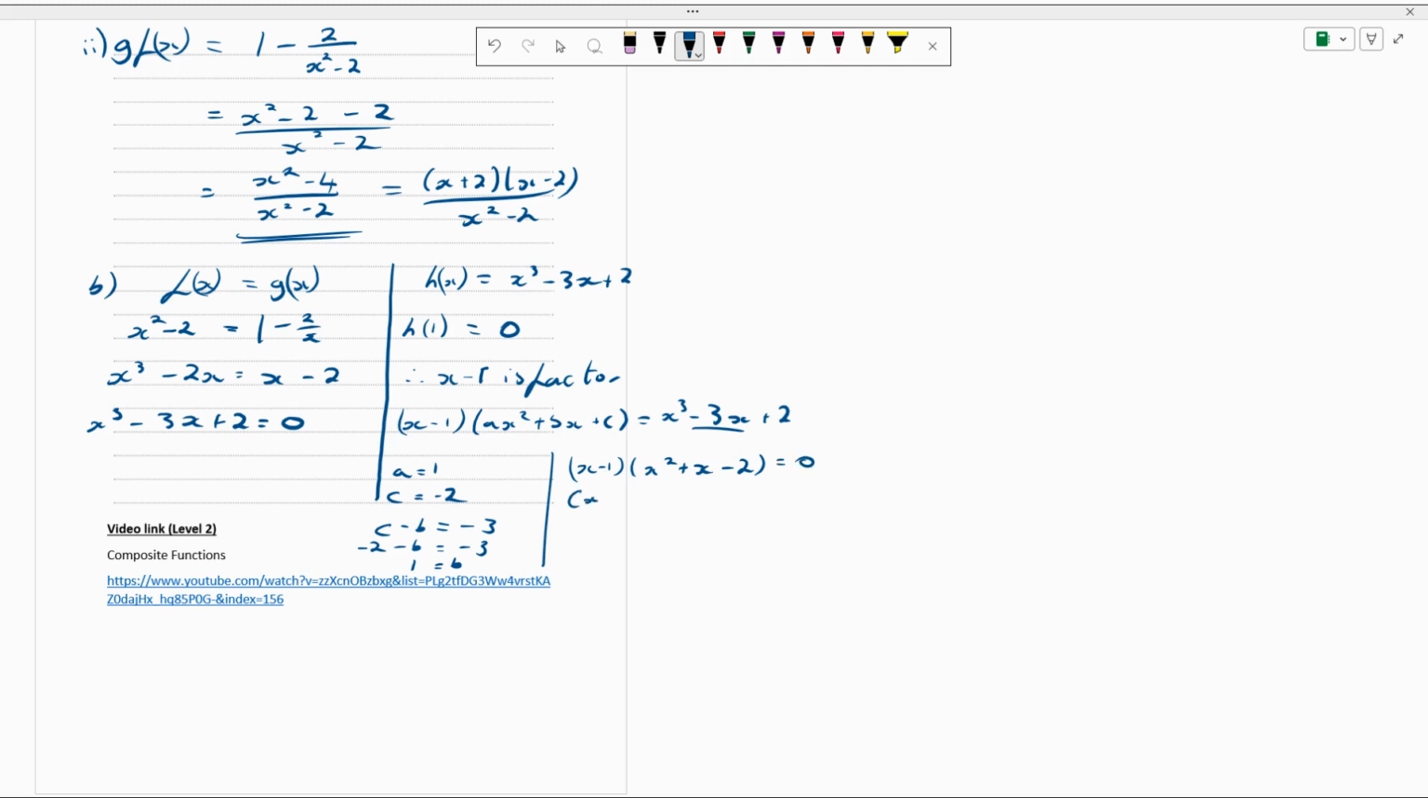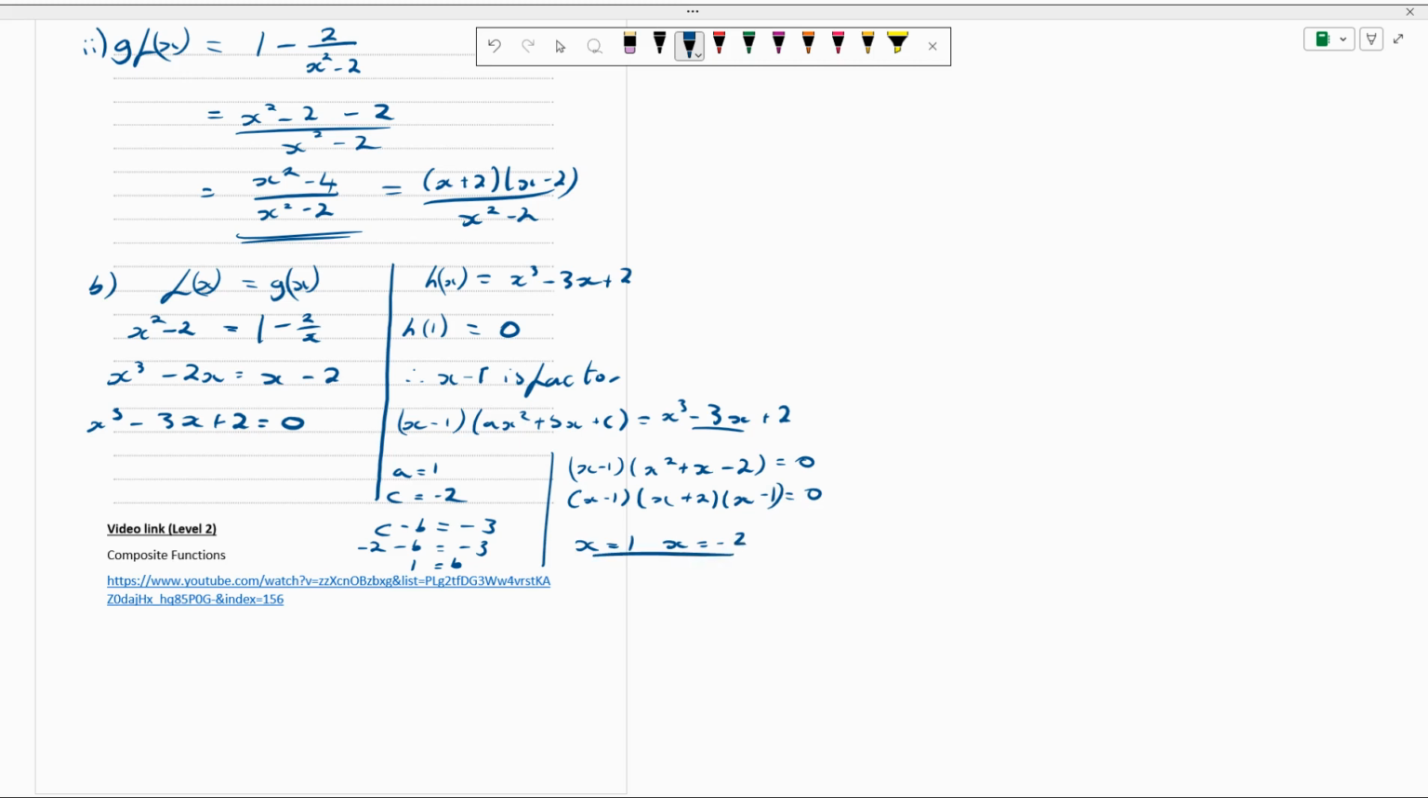So I've got x minus 1. Then if I factorize this one, the signs are going to be a positive and a negative. The only way to make 2 is 2 times 1, so it's going to have to be a positive 2 and a negative 1. Then you notice I've got two brackets that are the same, so I'm going to get two answers out of this. So I get x is 1, and I get x is minus 2.